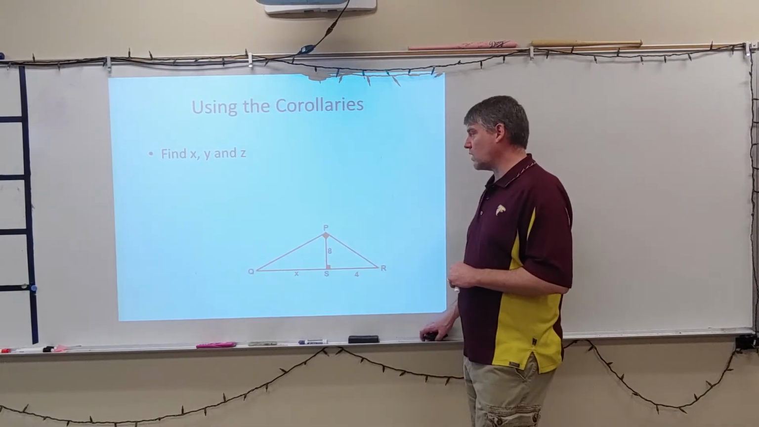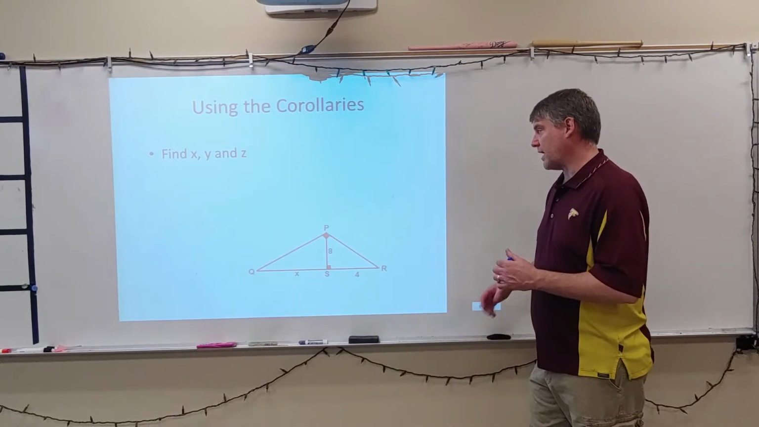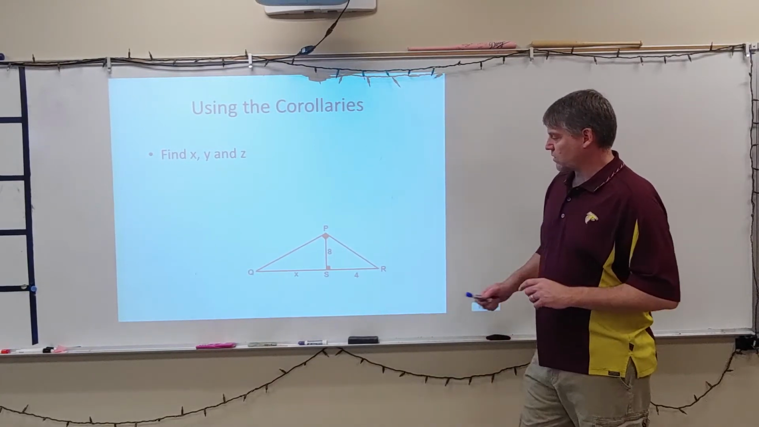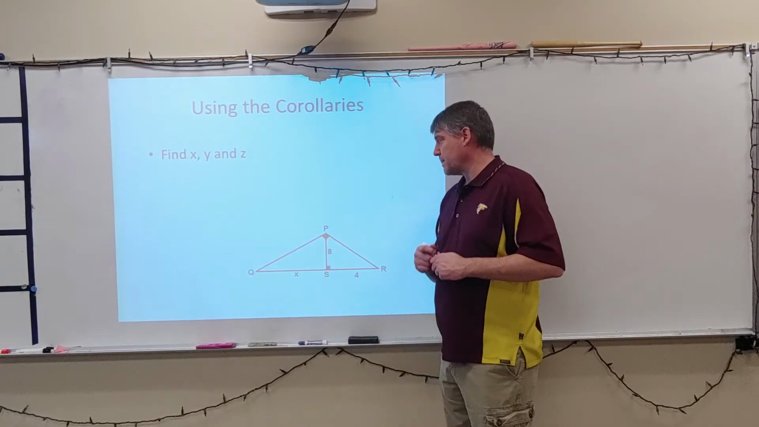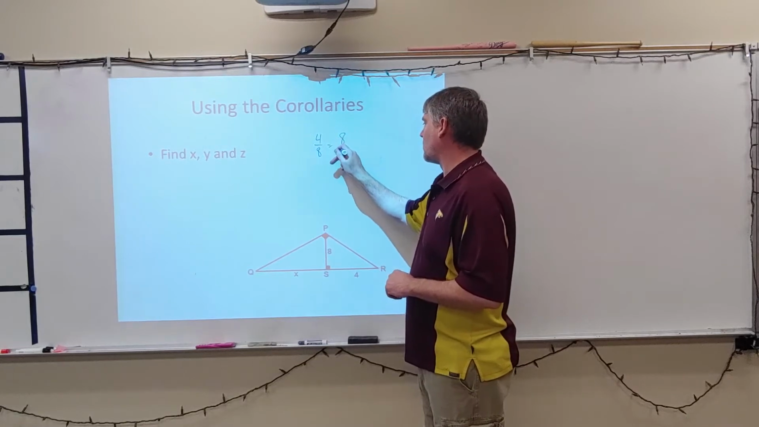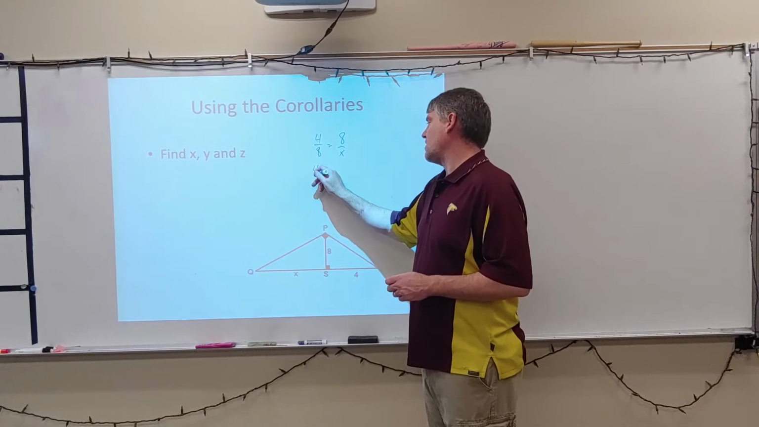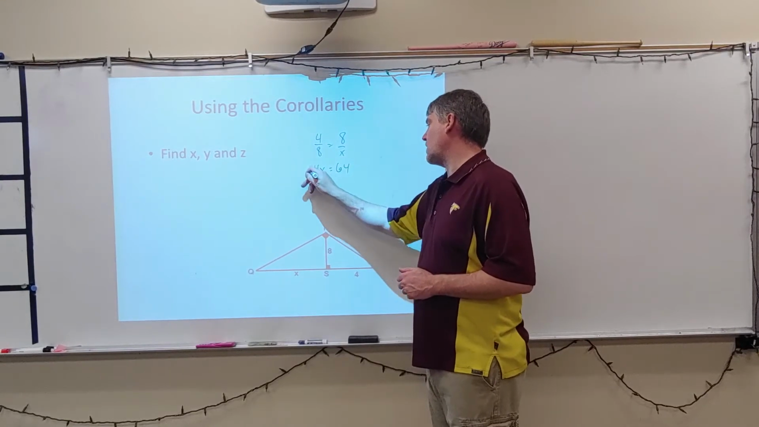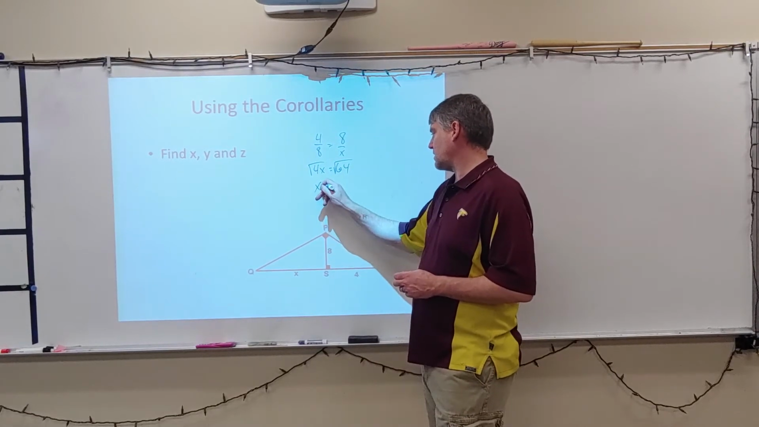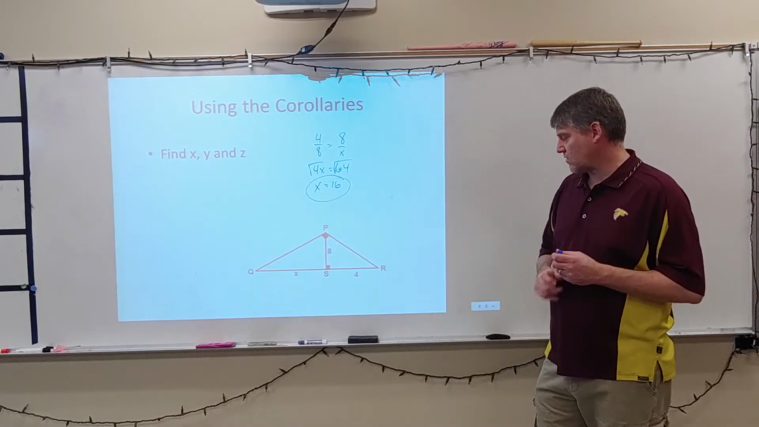So now we're going to use the corollaries to find x, y, or z. I don't know where y and z are. That's fine. Okay. So we're going to use it to find x here. So I have 4 over 8 equals 8 over x. There's my piece there. So now I'm going to cross multiply. 4x equals 64. I'm going to divide by 4. x equals 16. There's my value for x.